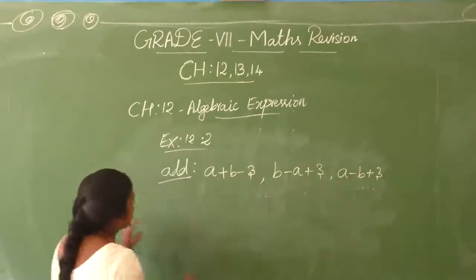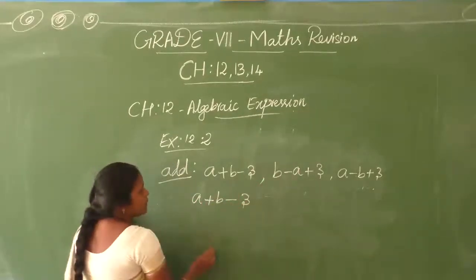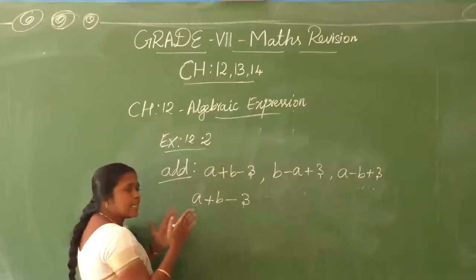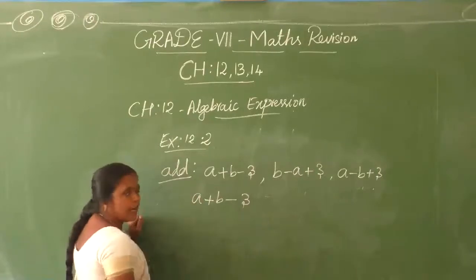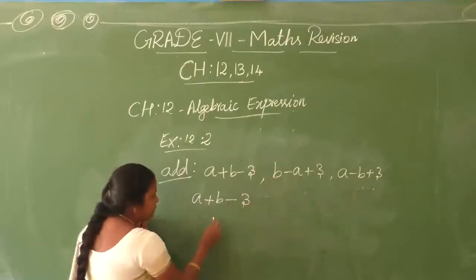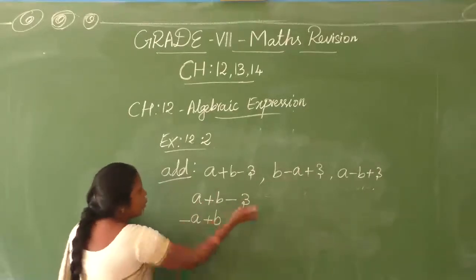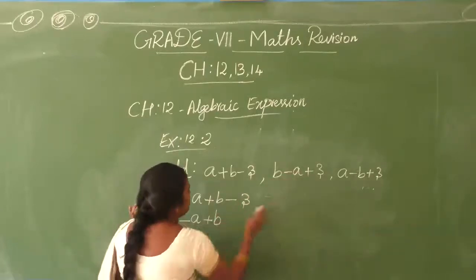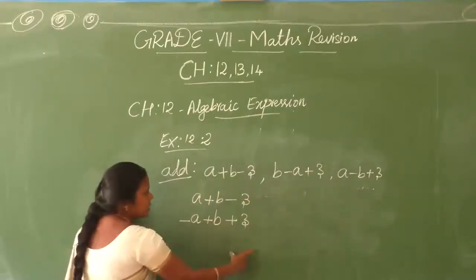How to add? Just arrange them vertically. a plus b minus 3. Second, take this b. Before going to add, we must collect them like-terms wise. First collect their like terms, arrange them properly and then add. So here in b minus a plus 3, where should I write this b? In the b column. The a, minus a, has no sign in front of b, so you consider it positive. See, all my a's in one line, b's in one line, constants in one line.